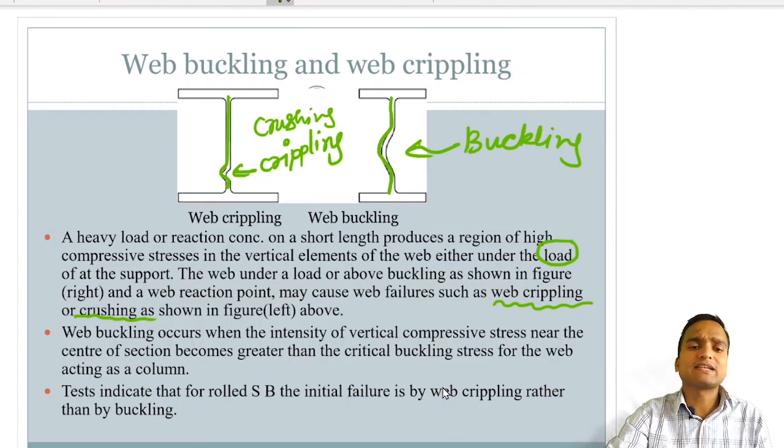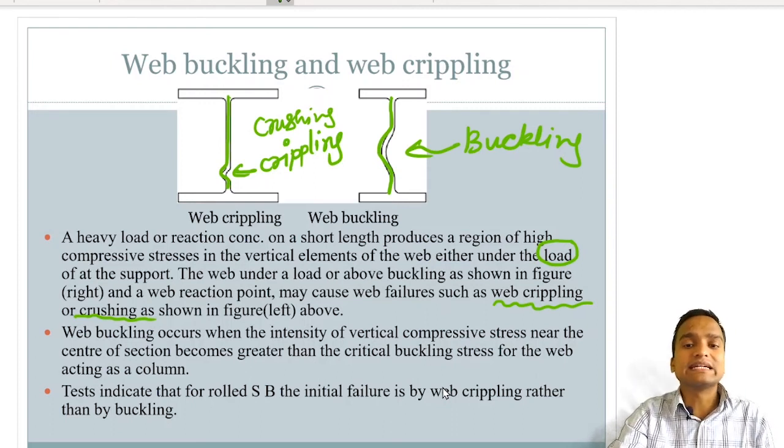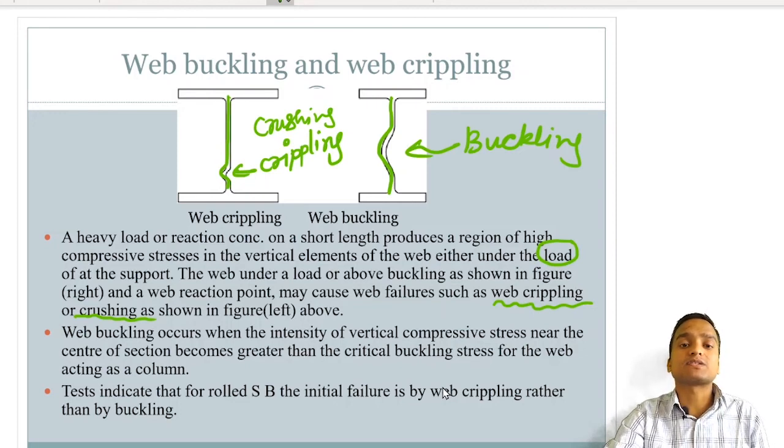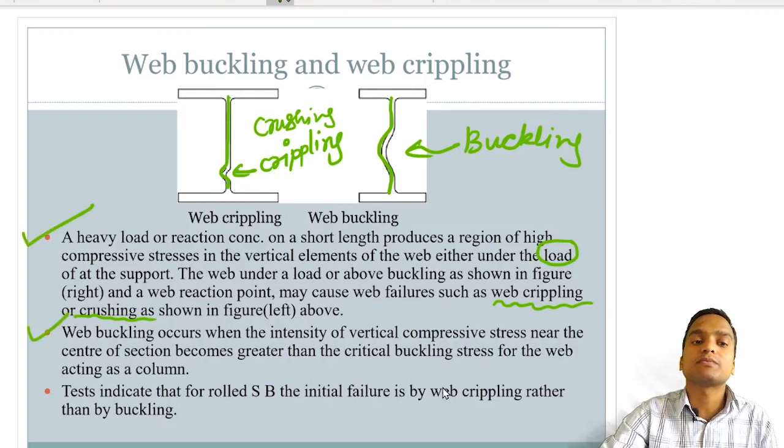And web buckling generally occurs when the intensity of vertical compressive stress near the center of section becomes greater than the critical buckling stress for the web acting as a column. So this is the basic difference between web crippling and web buckling. So this is also checked in most of the cases and we have discussed this also.